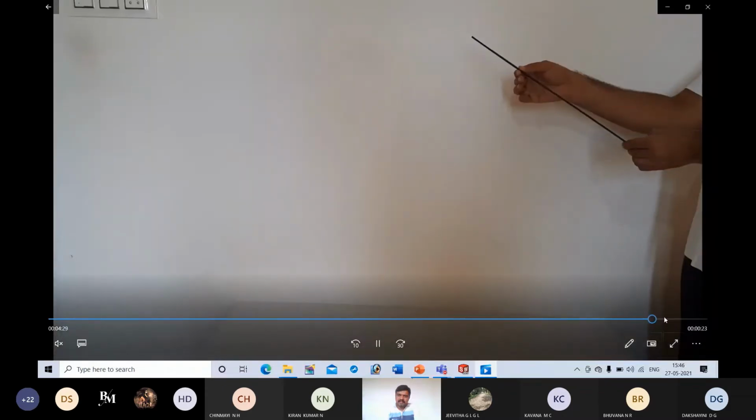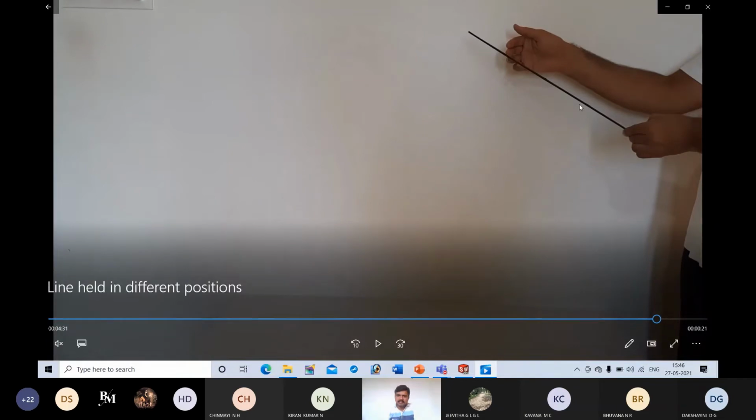Okay, the next and last condition is a line inclined to both planes. If a line is kept like this, it makes an inclination with VP, and also an inclination with HP. In this situation, in both front and top view, you are not able to get the true length, because it is not parallel to VP and not parallel to HP. It is inclined to both the planes, so you cannot get the true length in either front or top view.